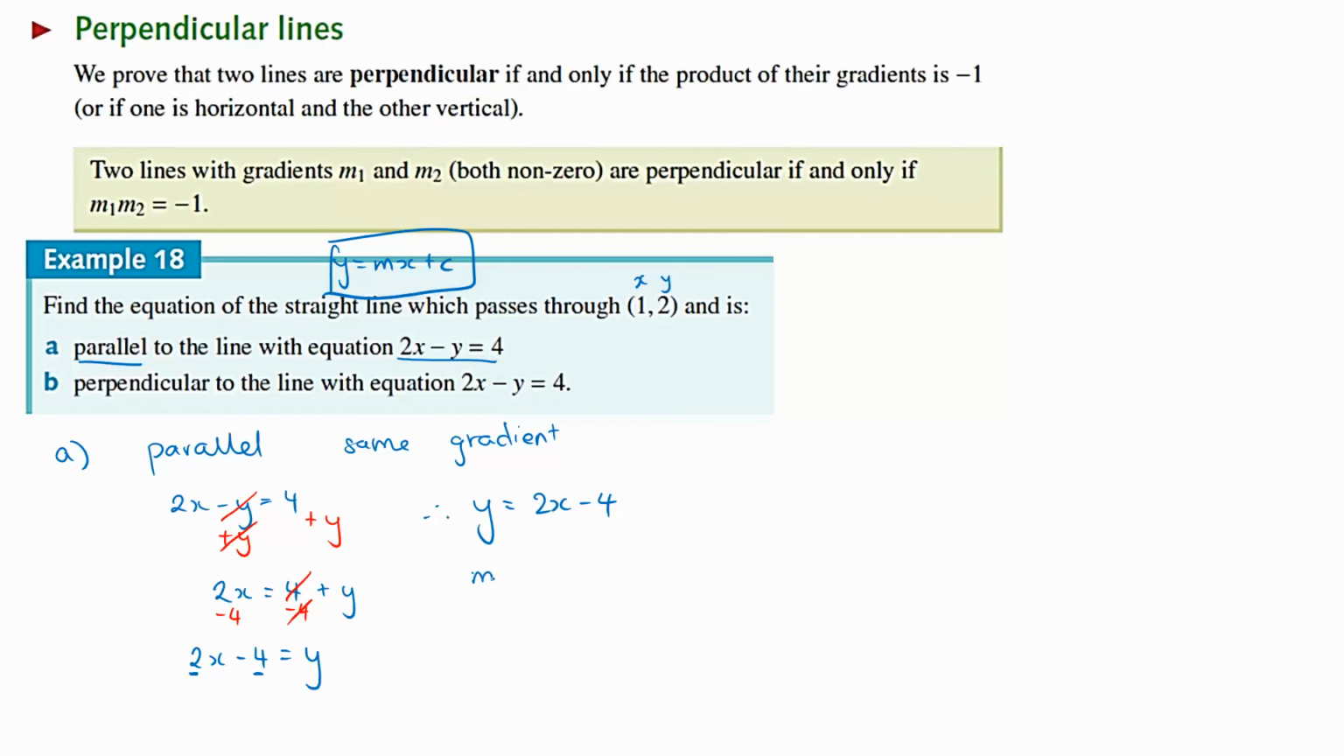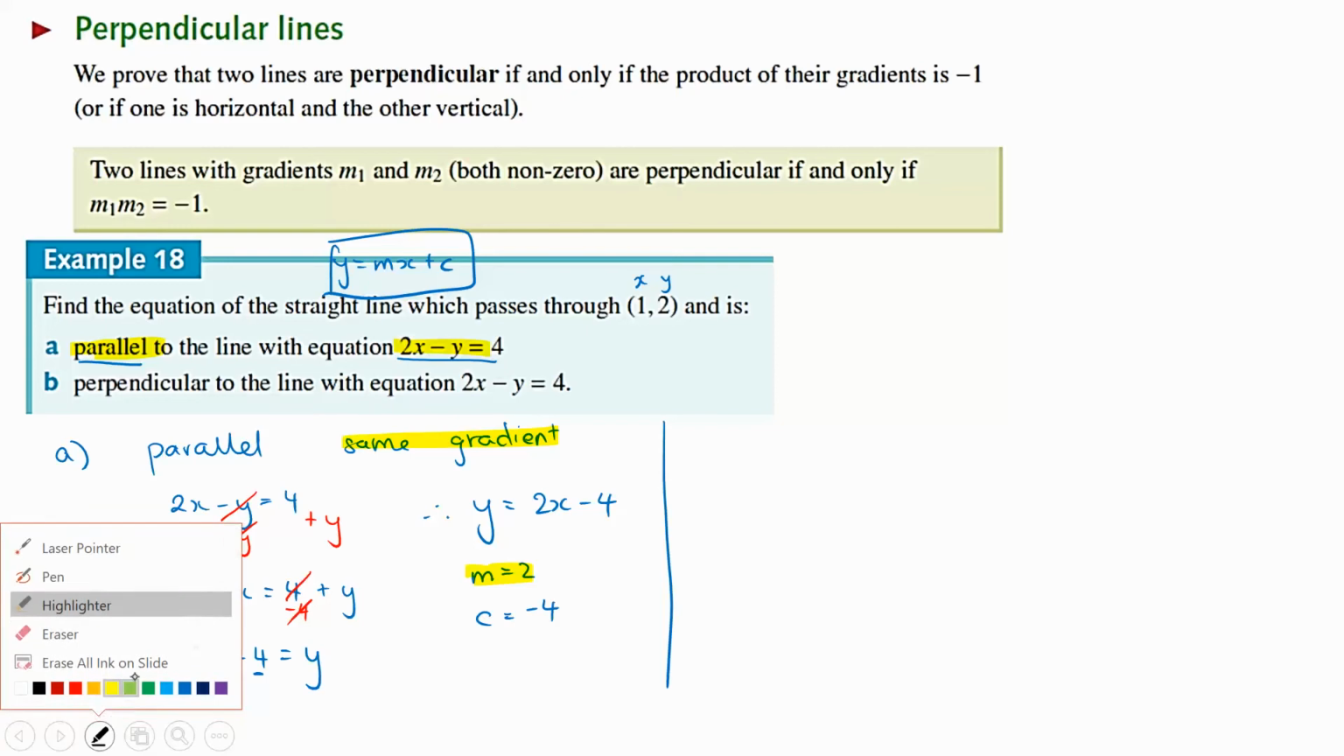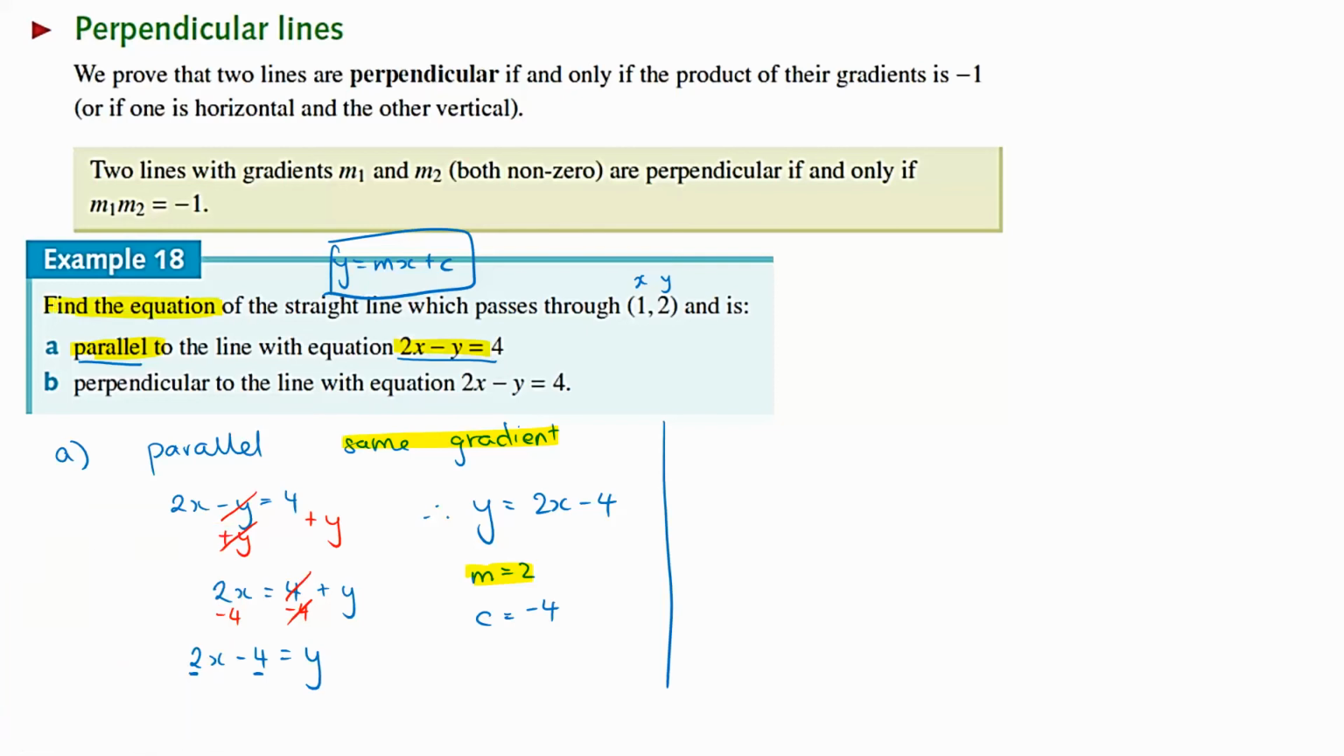So I know the gradient is 2. Y-intercept is negative 4. Okay. So what have I just done? Why did I rearrange it? Because the thing that we were looking for, and I'll highlight it here again, was for it to be parallel. And it's parallel to this line. But we know that for it to be parallel, it has to have the same gradient. So the gradient right now is 2. So that means this new equation that I'm looking for, because that's what the question says: find the equation of the straight line that passes through this and is parallel to that.